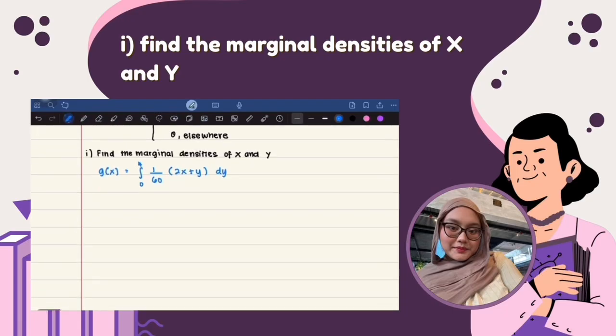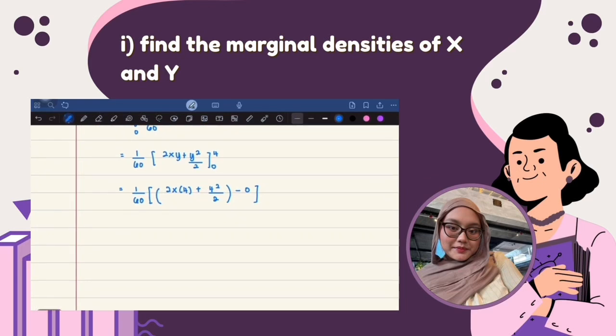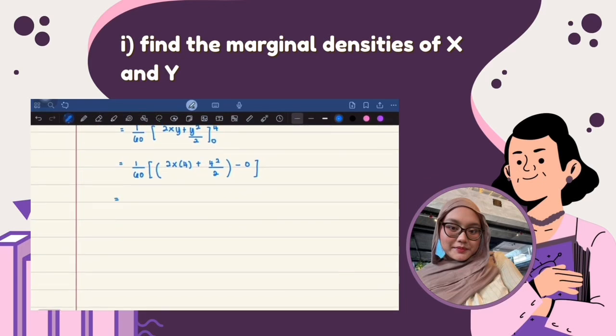And then I will bring out the 1 over 60 and integrate the parentheses. And then I will substitute the limits inside the parentheses. Minus 0, because when you substitute 0 in the parentheses, it will be 0. The final answer would be (2x plus 2) over 15. And the range would be 0 to 3.